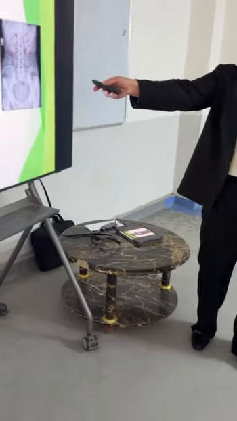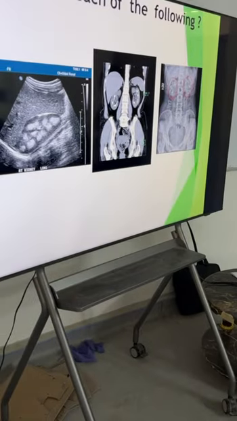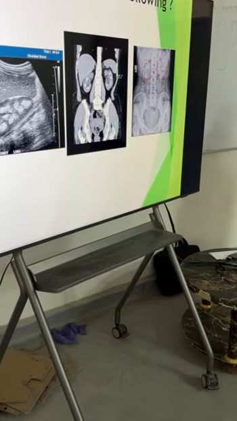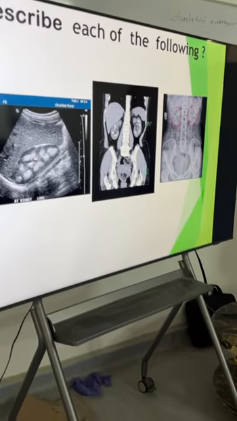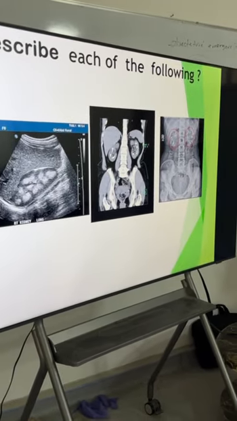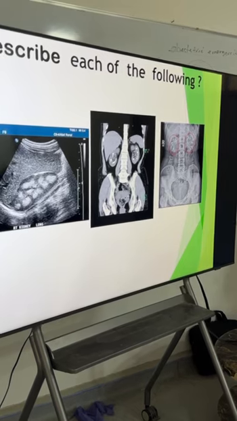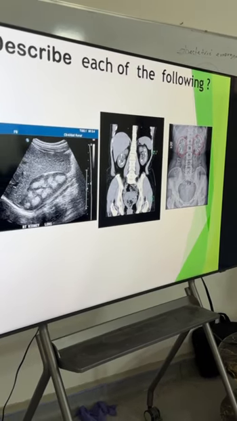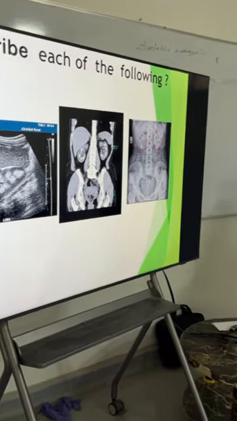Look for the name. Here in ultrasound we say hyperechoic. In the CT scan we say hyperdense. And in X-ray, what do we say? Radio-opaque lesions: multiple bilateral radio-opaque lesions seen within the renal areas in KUB. Yes, excellent.